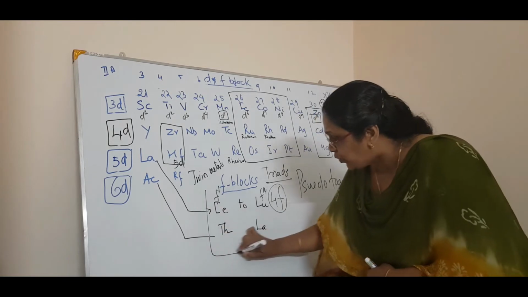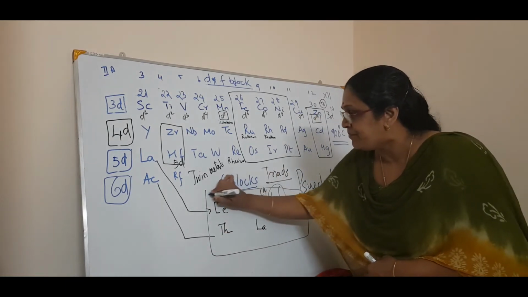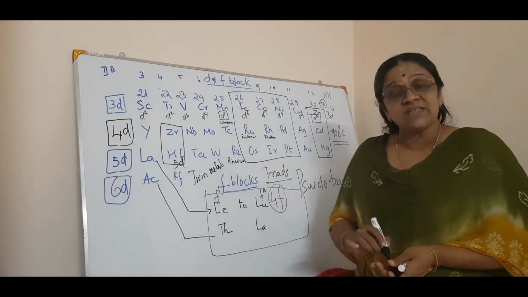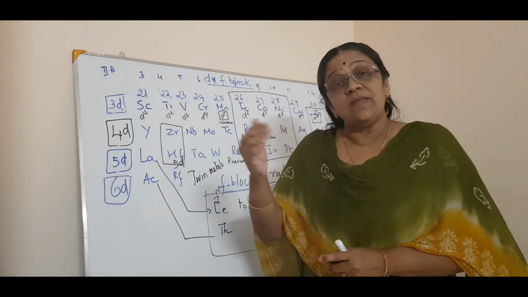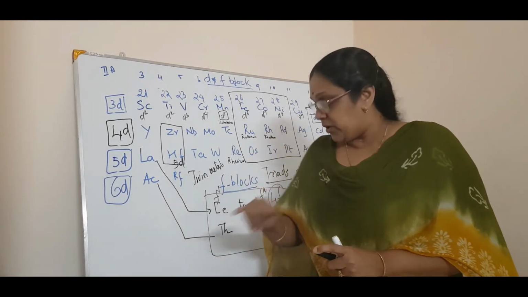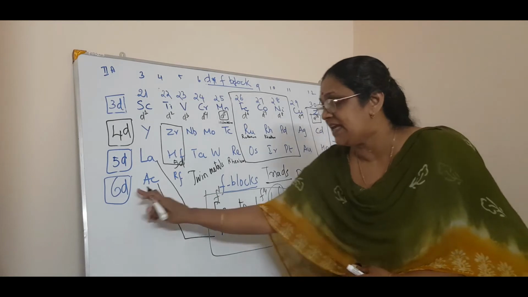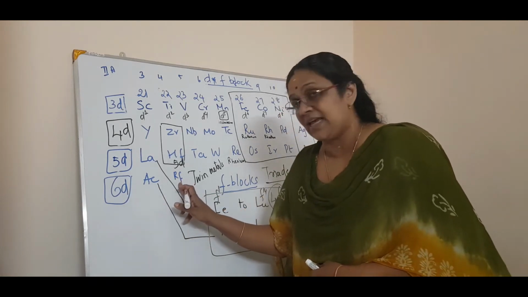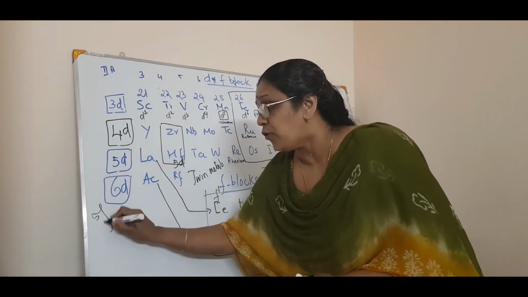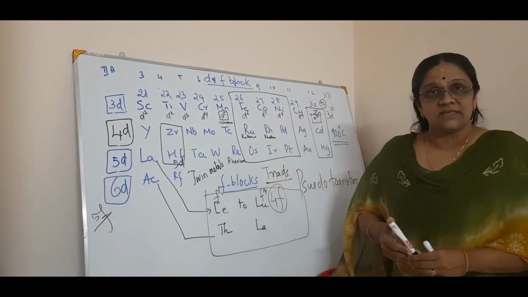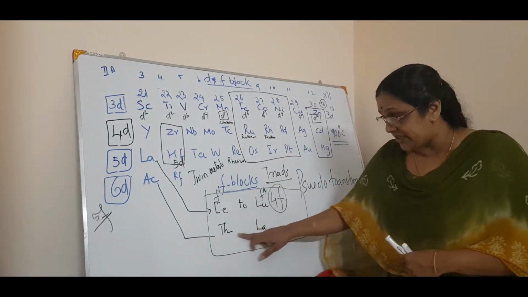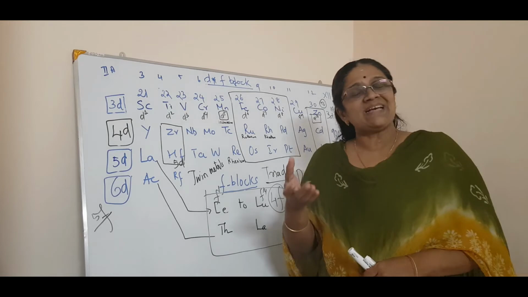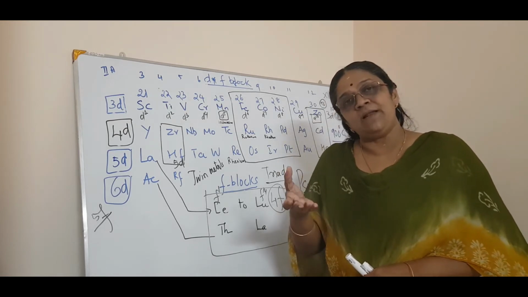That means these two series are called f block elements. See? f block elements. Why? Because the electrons are getting into the 4f orbital, or here it is the 5f orbital. Before the 6d of this Rf, it is the 5f orbitals getting filled. So that is why there are 14 elements. You know what is the maximum number of electrons in an f orbital? 14.